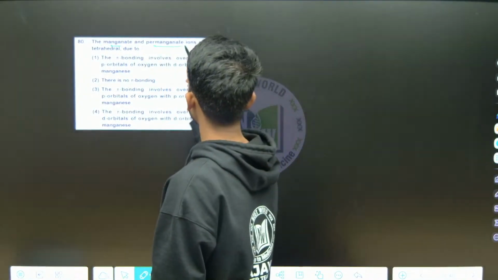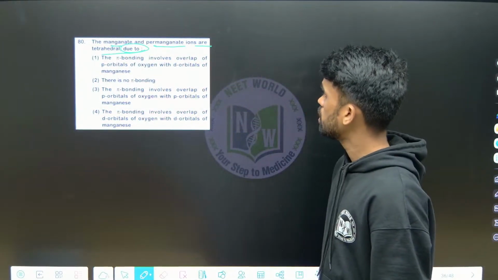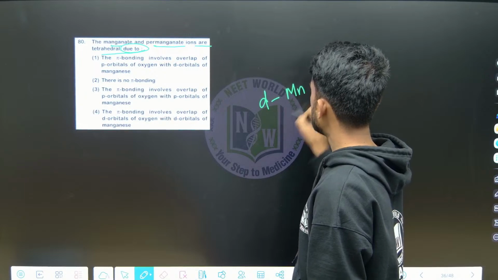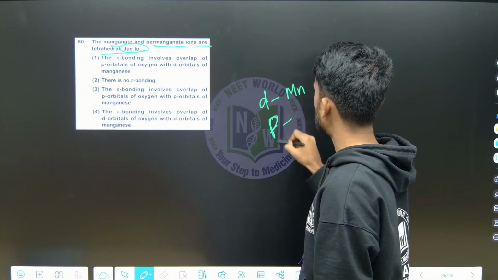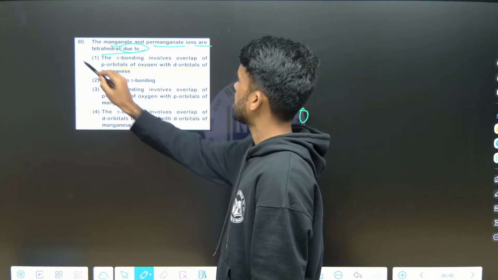Manganate and permanganate ions are tetrahedral because they form a pi bond involving the d orbital of manganese and the p orbital of oxygen. That's it.